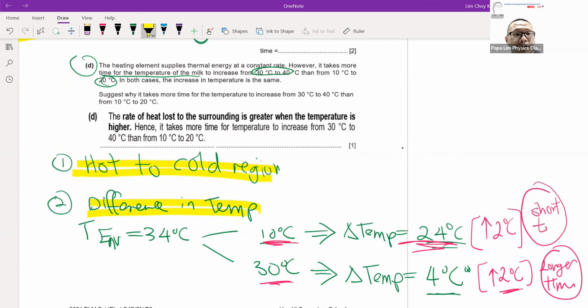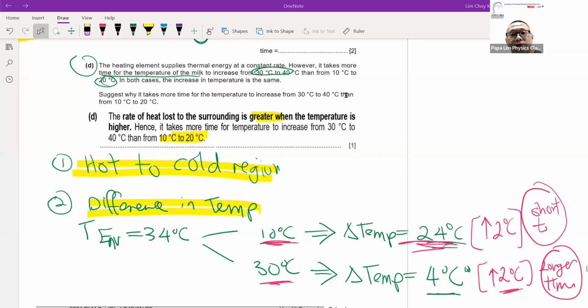The loss or the change in temperature is always greater for an object with a lower temperature. Okay, so that's why we always have to remember these two. The bigger the temperature differences, the bigger is the rate of change of temperature.